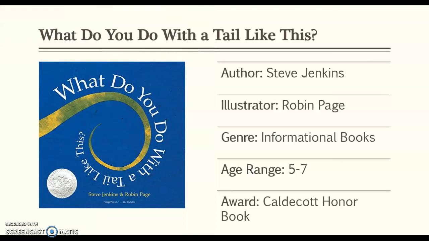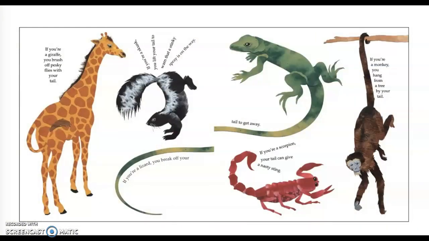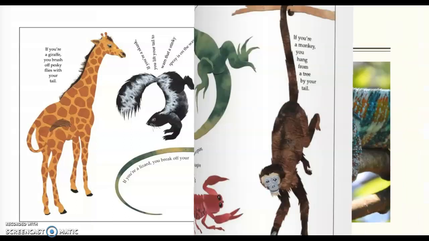First, for our feature text, we have What Do You Do with a Tail Like This? This book explores how animals use their nose, ears, tails, eyes, mouths, and feet in so many different ways to help them survive. So how do you use a tail like this? Well, if you're a lizard, you break off your tail to escape from predators. You can see that on this page from the text, there are many other examples.